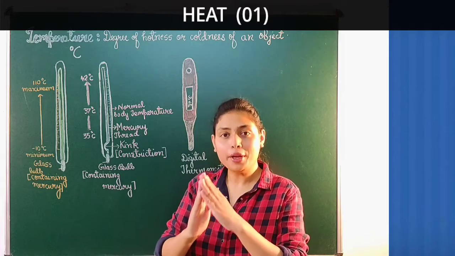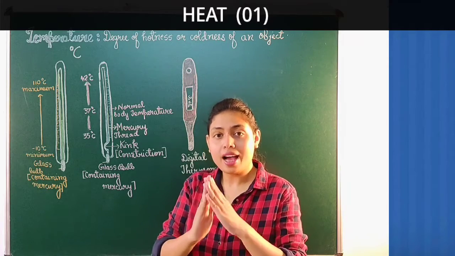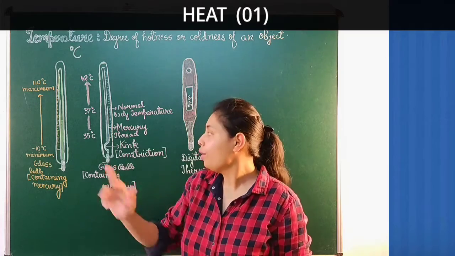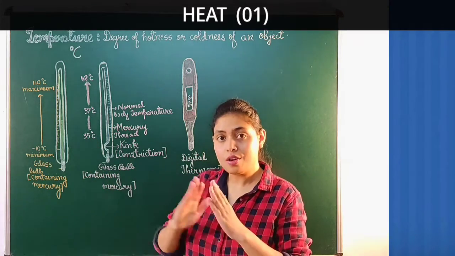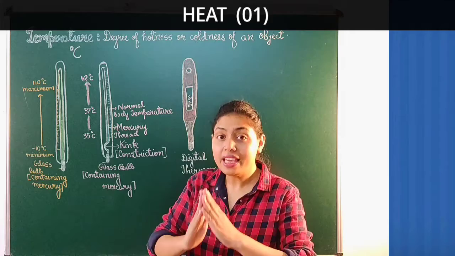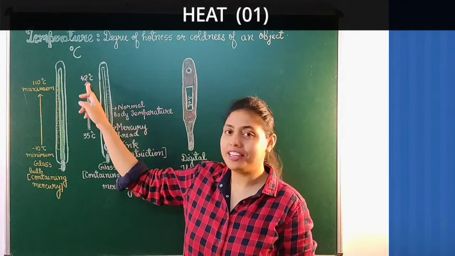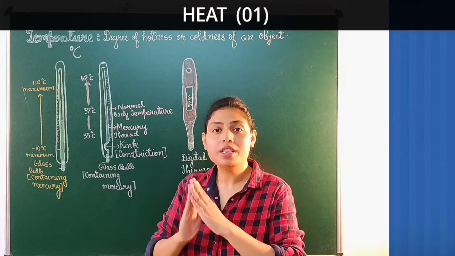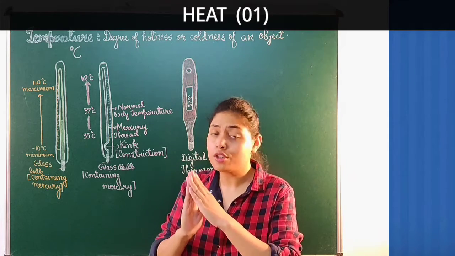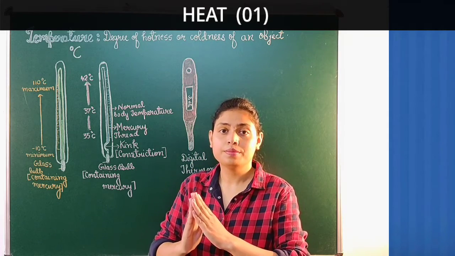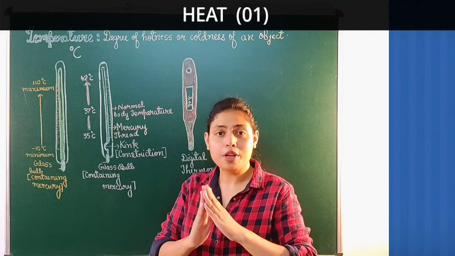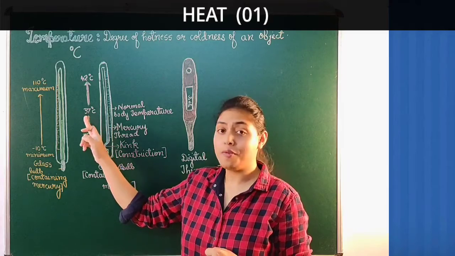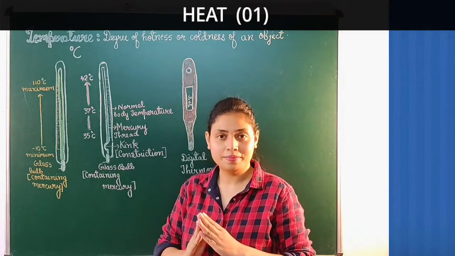Why, children? Because it is believed that the human body temperature cannot go below 35 degrees Celsius or above 42 degrees Celsius. This is the reason why clinical thermometer has a very short range of temperature. The normal human body temperature in degrees Celsius is 37 degrees Celsius.